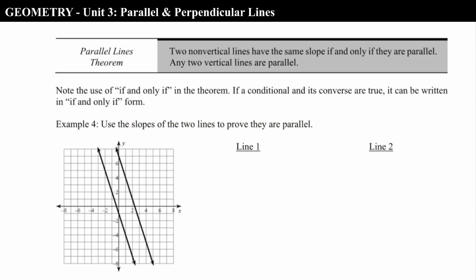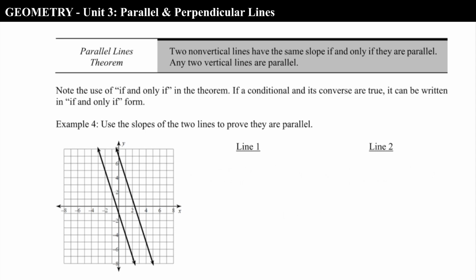So we have the parallel lines theorem. Any two non-vertical lines have the same slope if and only if they are parallel. So you'll notice the use of if and only if in this theorem. If a conditional and its converse are true, it can be written in if and only if form, which means it's a biconditional, meaning that we can say the theorem both directions and it would be true.